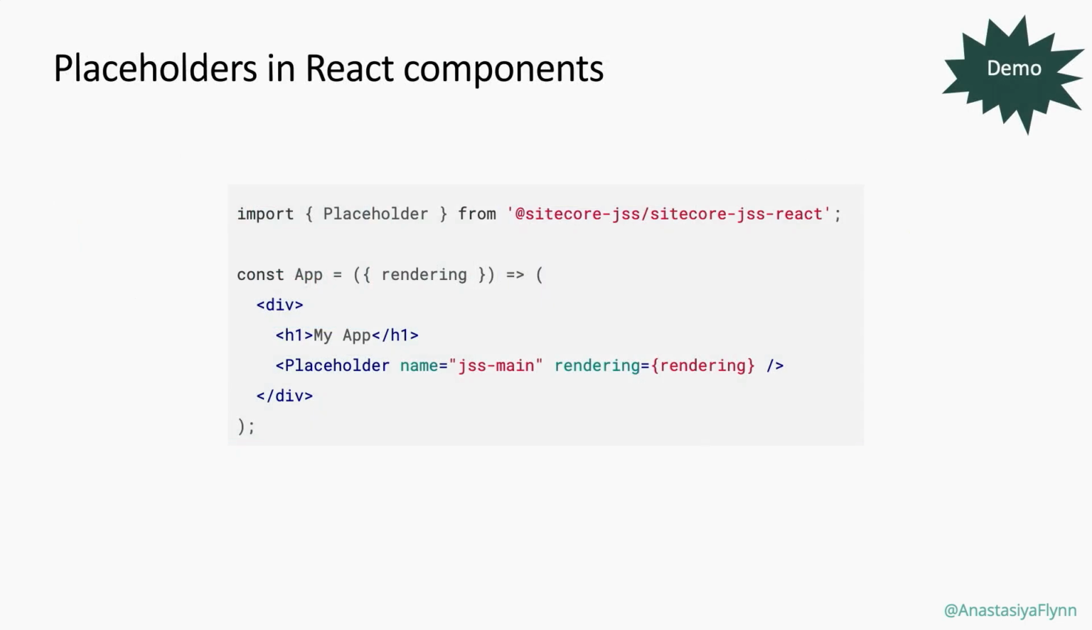As for how the React app consumed the layout data, the team built the placeholder component. This is the most basic example of how the placeholder component is used. So the placeholder is given a name, in this case JSS main, and it's just a hole that can be filled with anything. Let's take a look inside the JSS code to see what the implementation looks like.